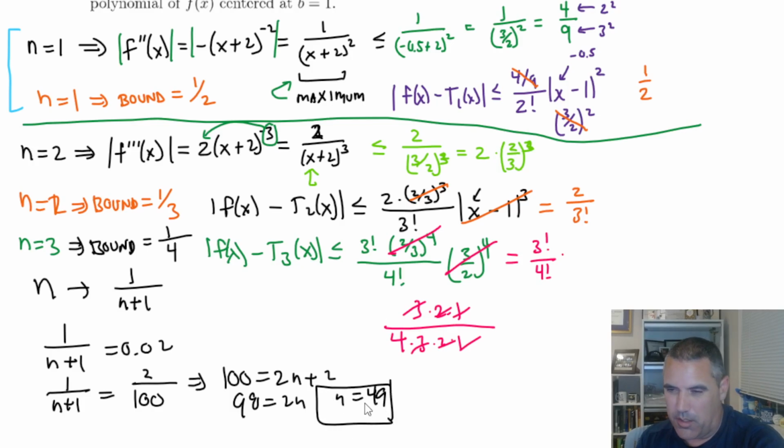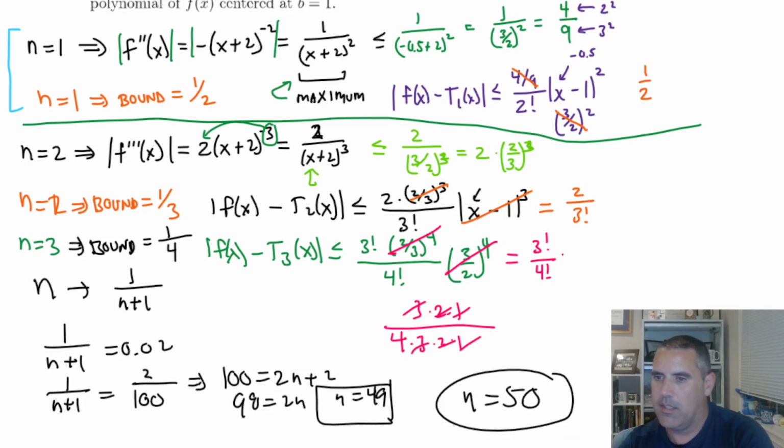49 is the first time when the error bound is equal to this. So if you wanted the first time that it's strictly less than, you would say n equals 50. So this worked out just like that. But the point is, you can see I didn't really use any symbols and k's there. What I did was I did 1, I did 2, I did 3, and then I spotted a pattern.